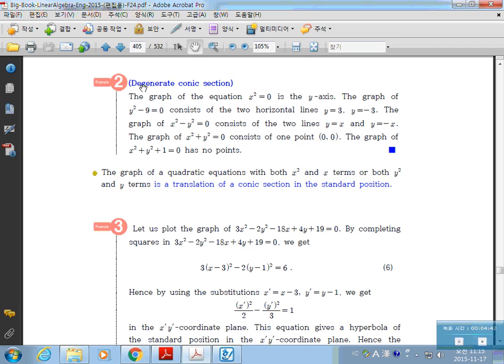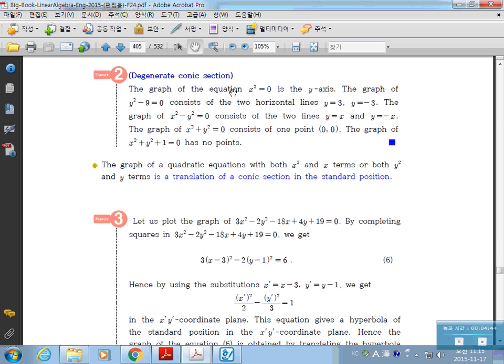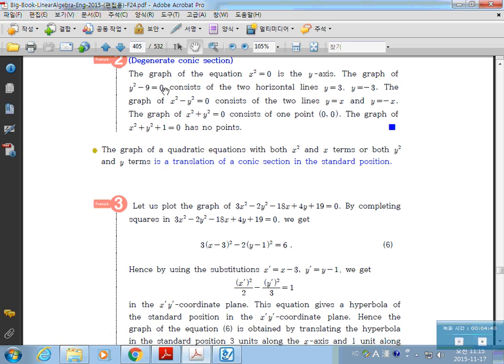The other case is degenerate conic sections. The graph of the equation x squared equals 0 is the x-axis, and the graph of x squared minus 9 equal to 0 consists of the two horizontal lines, y equal to 3 and y equal to minus 3. These are all degenerate conic sections, which is another special case of the quadratic forms. The graph of x squared minus y squared equal to 0 consists of two lines, y equal to x and y equal to minus x.